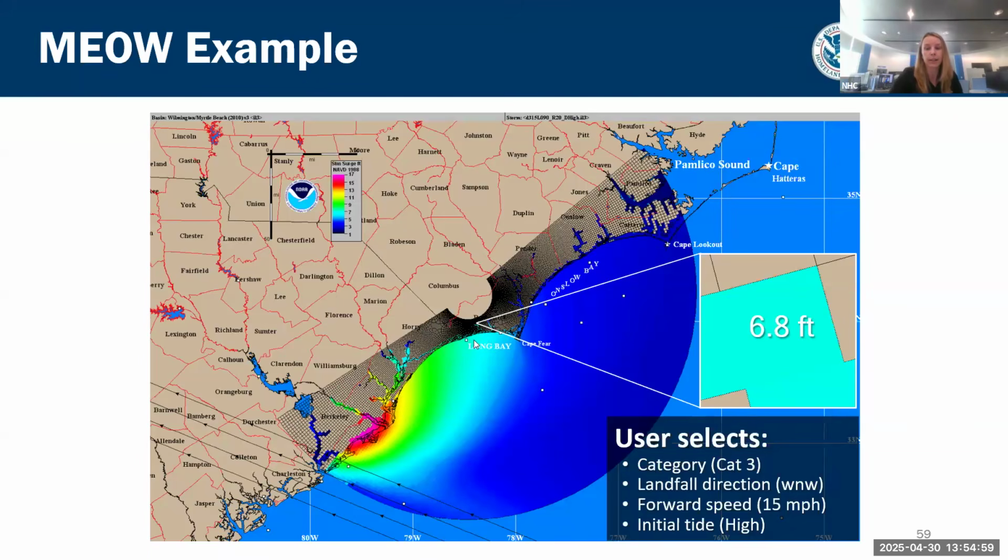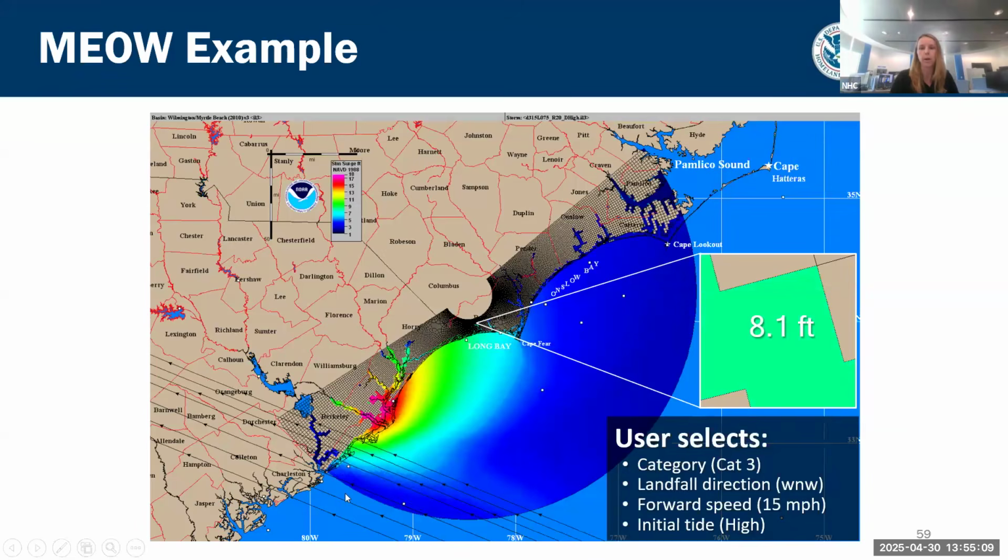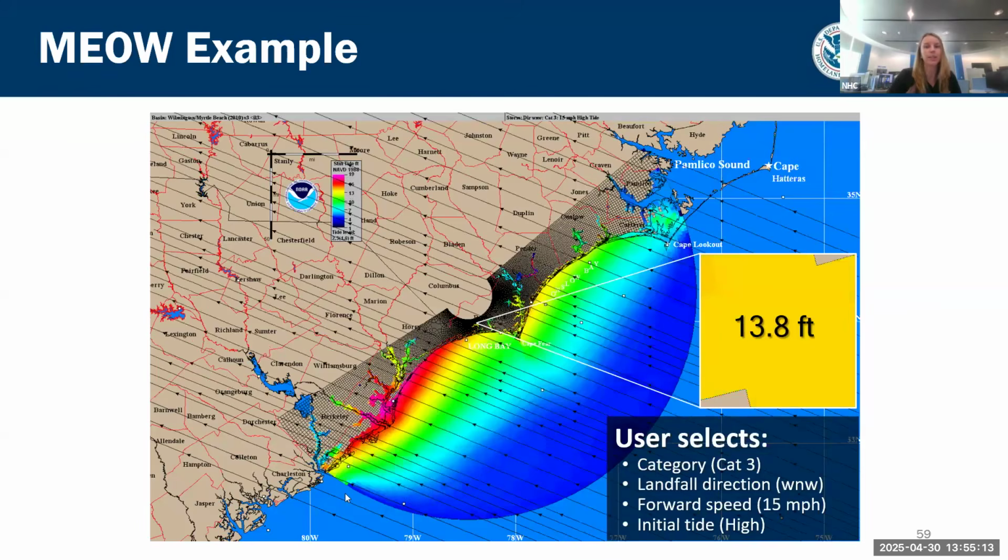So if you're just going to continue to add tracks here to build your MEOW, you'll see that there is a sharp gradient on the other side of the storm where you have that offshore flow. Remember, water goes where the wind pushes it. And so if you were to just continue that all the way up the coastline, and then I'm going to retain the maximum water level from any one of those simulations, and that gives me this result.